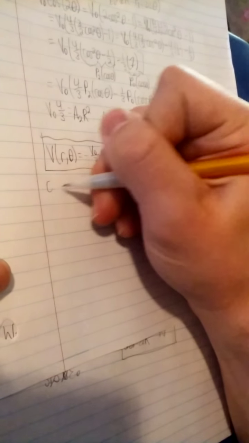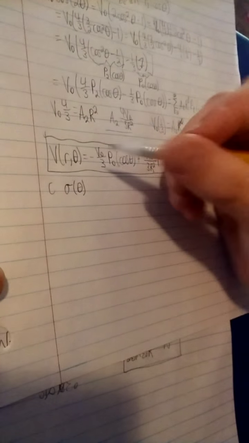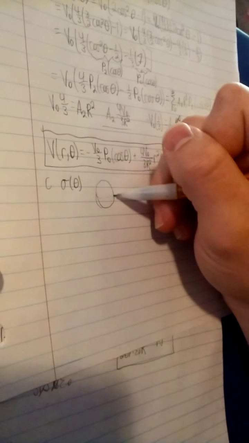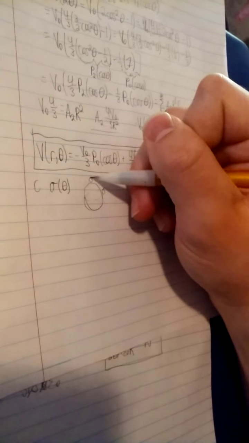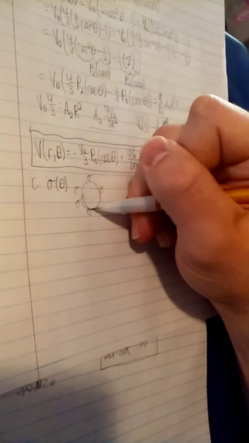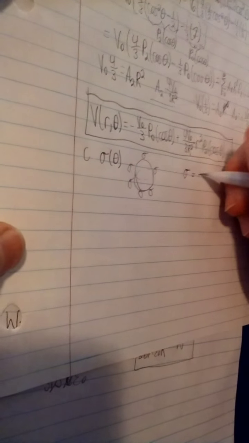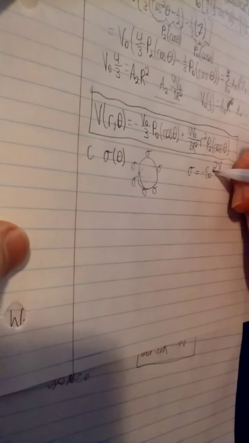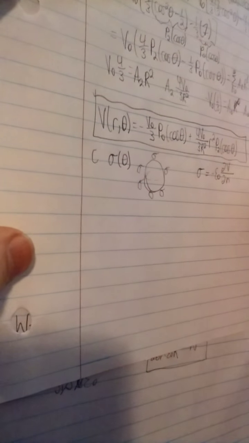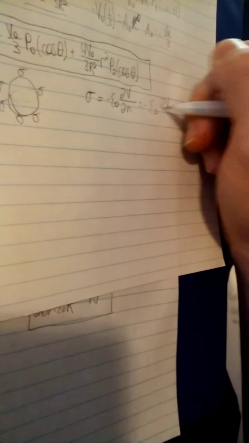And then the last part asks us to find sigma as a function of theta. For this, since this is a spherical shell, it has no charge inside. It's all on the surface, just like a conductor. Thus, the induced charge will operate like a conductor. And the induced charge, given in equation 2.49 in Griffiths, is negative epsilon naught partial v with respect to n. Since n is radially outward, it's negative epsilon naught partial v with respect to r.